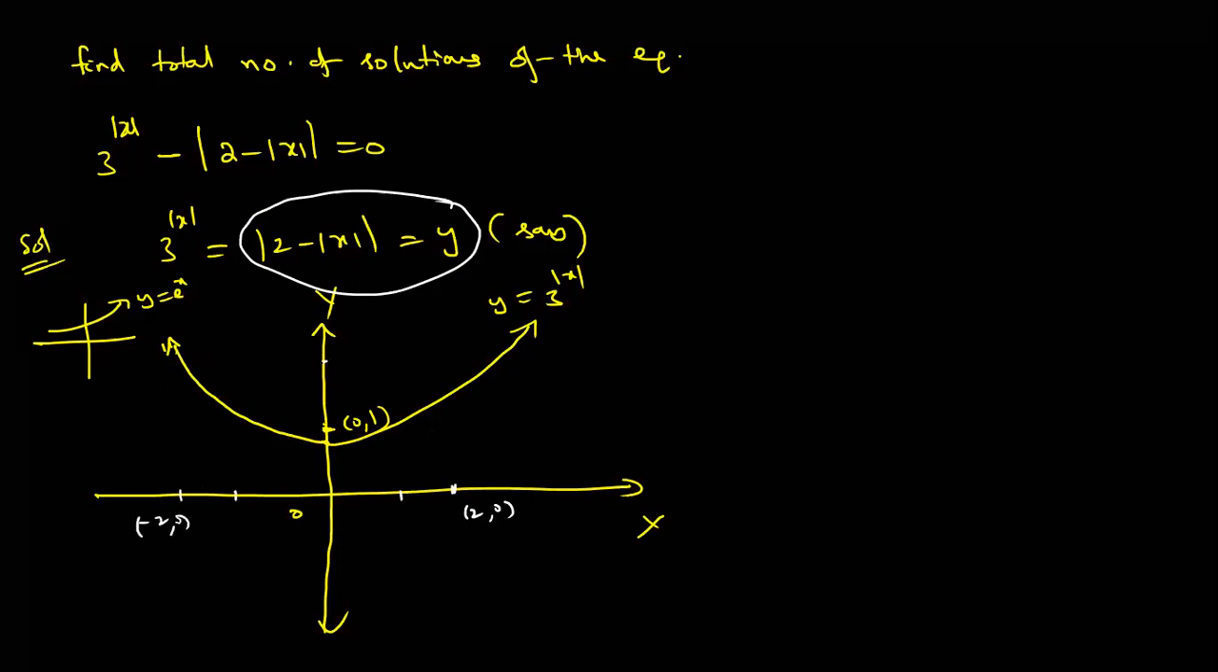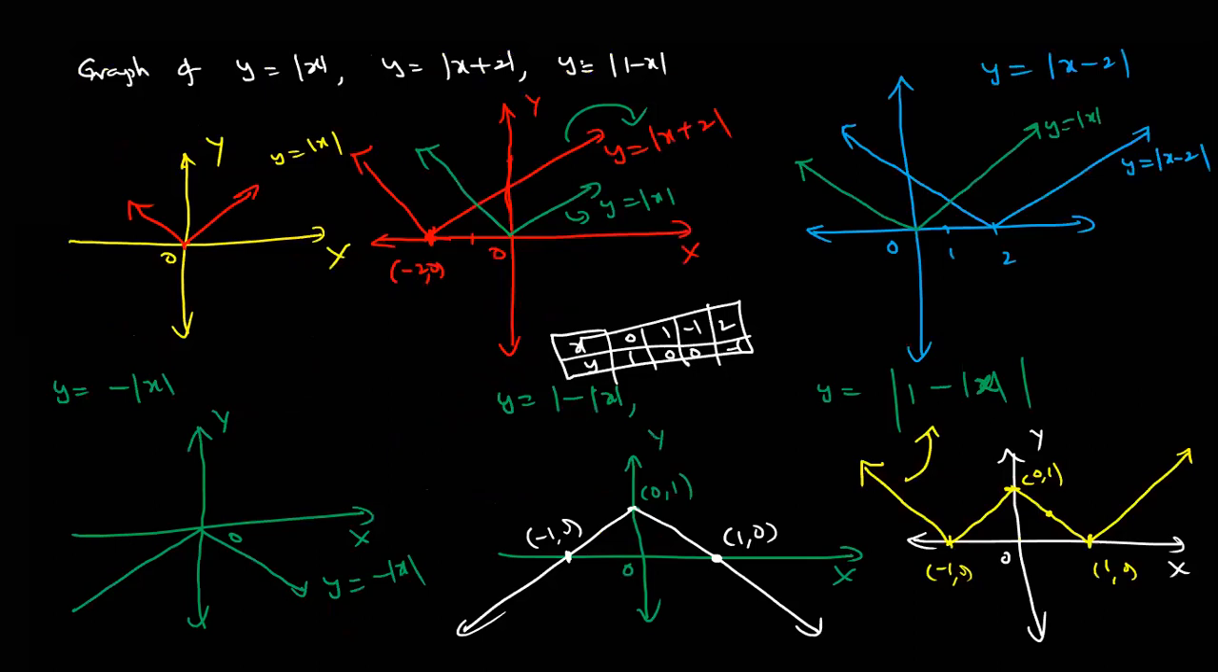Put x = 2. I mean y = ... means put x = 0, (0, 2). What is the graph? Like that is coming. See the graphs? How to draw? |1 - |x|| means a W shape is coming.